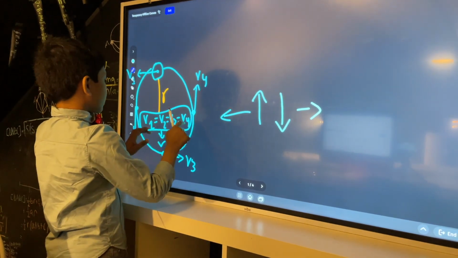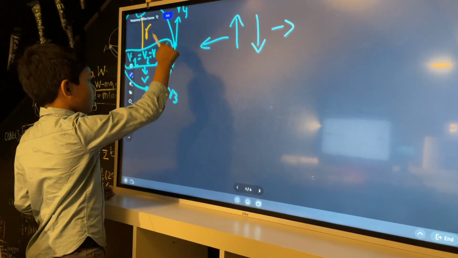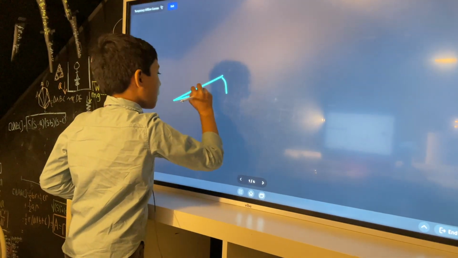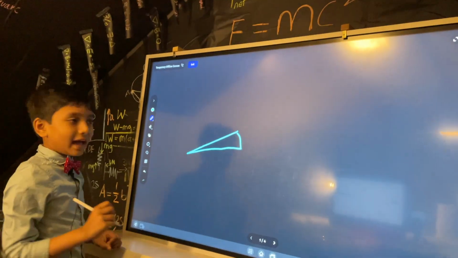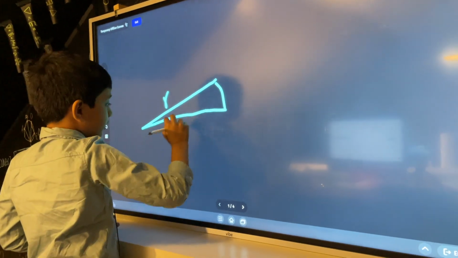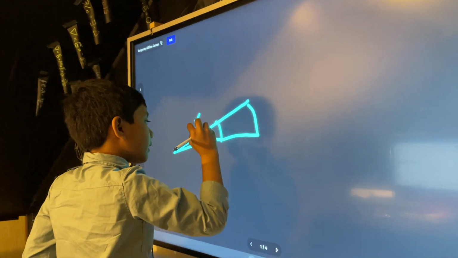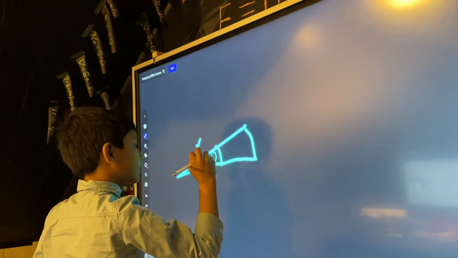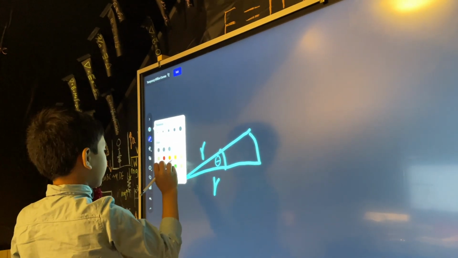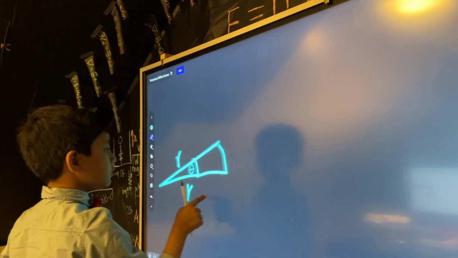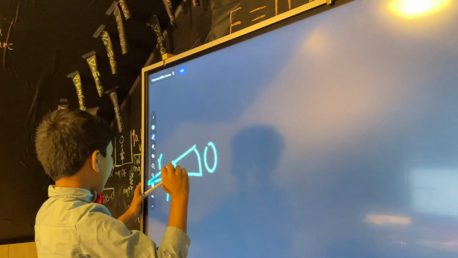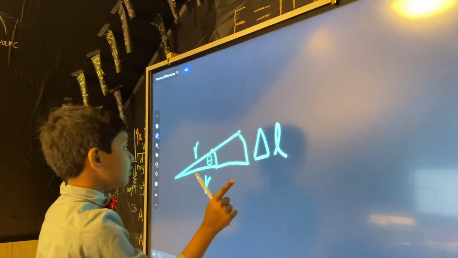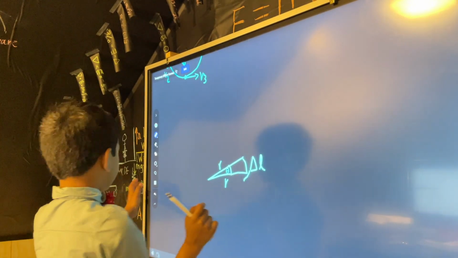Now, let's say we take a slice of this circle, a very, very small slice. So, this is going to be that slice. This is going to be the radius r. Let's call this angle theta. We'll use a thinner line. And we're going to see the outside as delta L, the change in length. So now, we have quite a few components here.